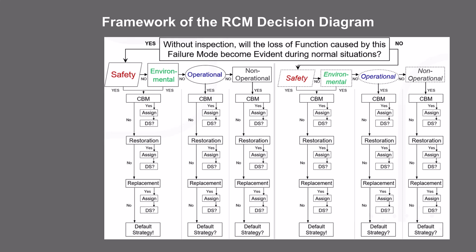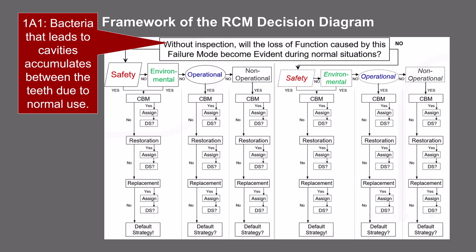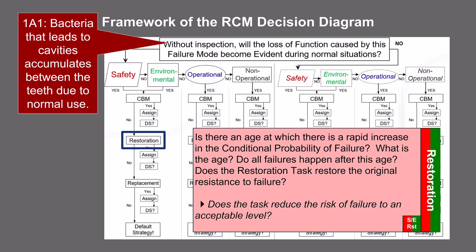Let's see how this applies to our case study, and let's analyze failure mode 1A1. Bacteria that leads to cavities accumulates between the teeth due to normal use. We'll focus on the scheduled restoration box on the RCM Decision Diagram. Here are the questions that appear in that box. Let's answer the first one.